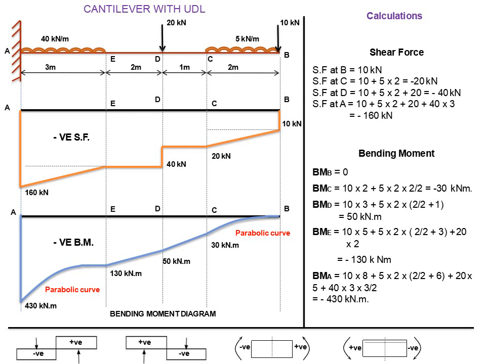At point B, only one vertical force, 10 kilonewton, acts. So the shear force at B is 10 kilonewton. At point C we have the 10 kilonewton point load and one UDL load. Shear force is nothing but the sum of all the vertical forces.